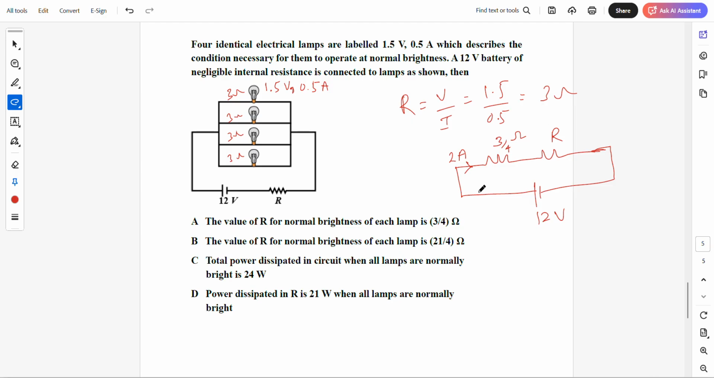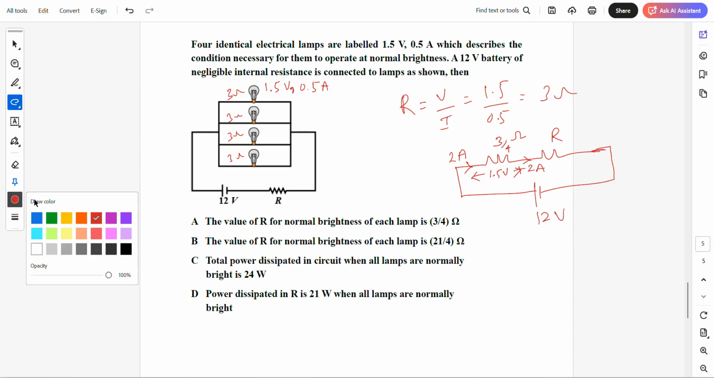Then what is the value of R? How can you calculate the value of R? 2 amperes of current is flowing here. How much is the voltage? Voltage is 1.5 volts here. Voltage will be the same here because all are connected in parallel. Voltage will be the same, but current is added up: 2 amperes of current and 1.5 volts.